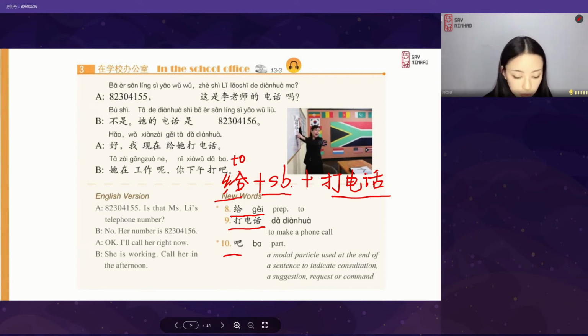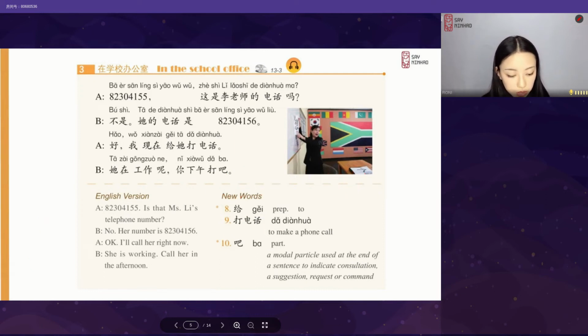Neutral tone. It actually is a particle. It's a modal particle, okay? It is used at the end of a sentence to indicate a conclusion, calculation or suggestion, request or command, okay? And it makes the tone of your voice sound more soft. This is 吧. Okay, now let's try to read from the start, each word twice. 给，打电话，吧, a neutral tone. Okay.